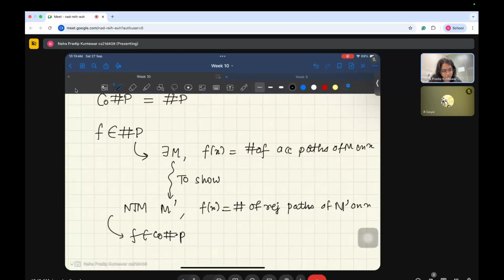Can we do a small change to M to get the machine M prime? From the machine M, the count of the accepting paths is equal to k. If I want to make it co-NP style, where the rejecting paths of M number n minus k, and I want to make it k for the machine M prime, what will I do?